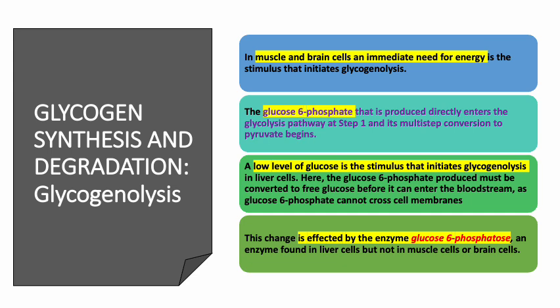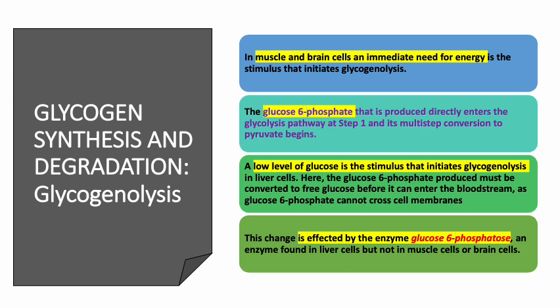Now, the glucose 6-phosphate that is produced directly enters the glycolysis pathway again at step 1, and its multi-step conversion to pyruvate begins. While the stimulus that initiates glycogenolysis in liver cells is the low level of glucose. The glucose 6-phosphate produced must be converted to free glucose before it can enter the bloodstream again. This change is effected by the enzyme glucose 6-phosphatase, which is an enzyme found in liver cells but not in muscle cells or brain cells.